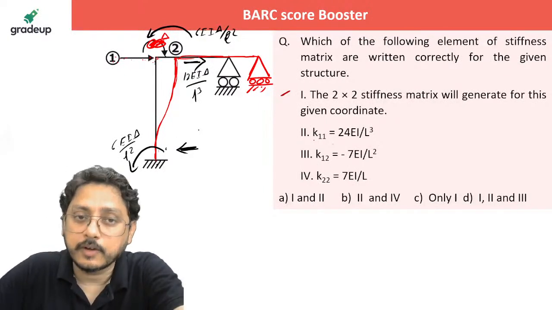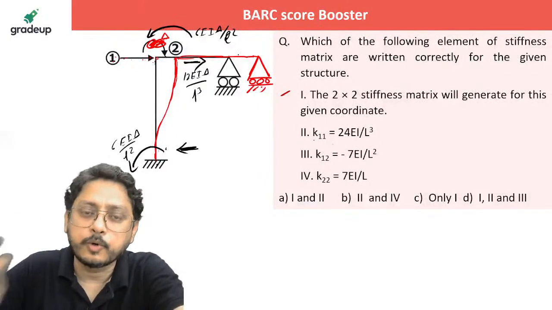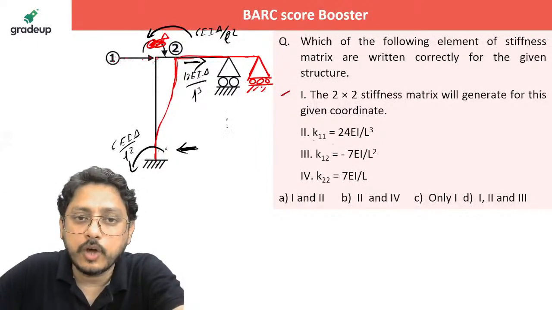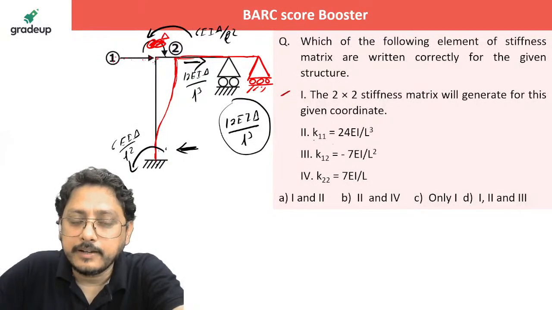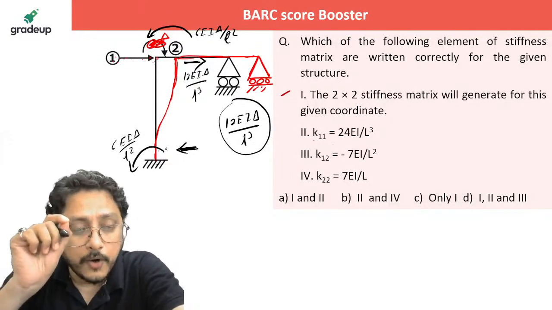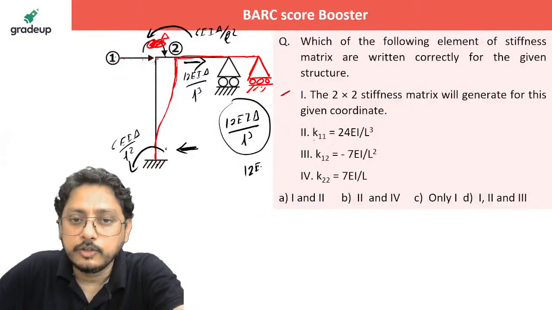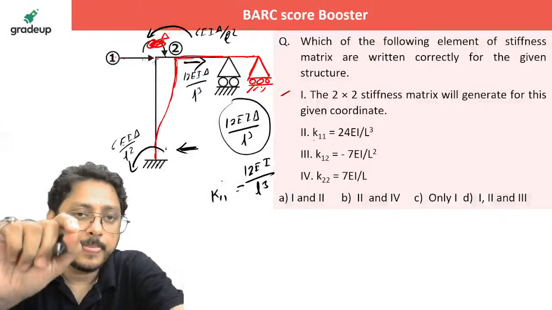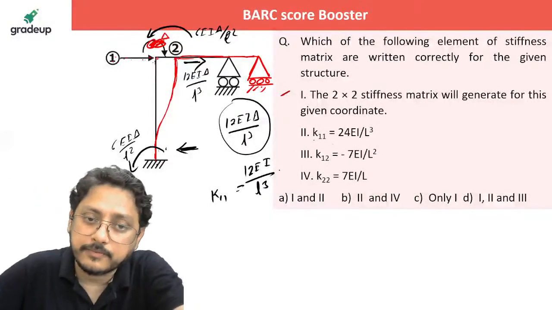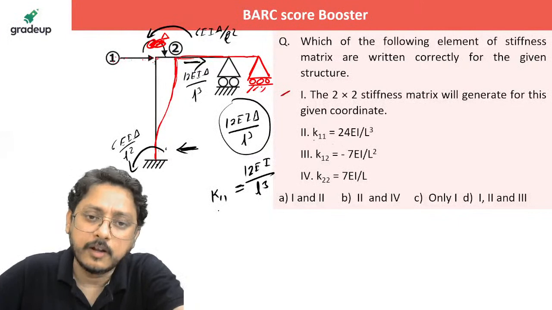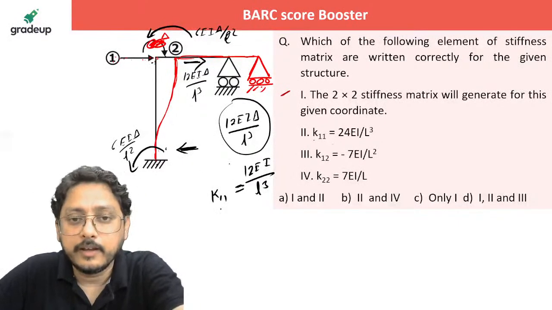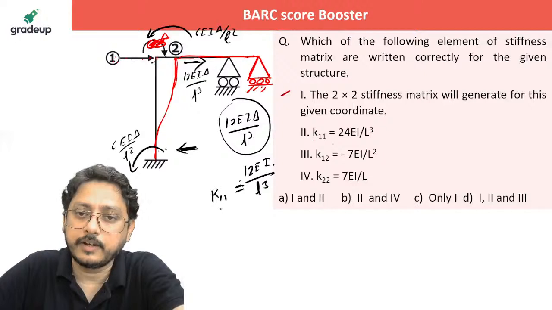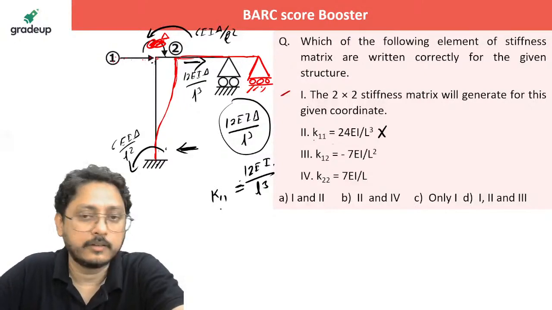Now what will be your K11? As simple as that, because in the other support you do not have any restriction. If you apply 12EI delta by L cube, you want to make delta 1, unit deformation. You need to apply a force of 12EI by L cube. That is nothing but your K11. To get the unit deformation in the direction of coordinate 1, you need to apply the force. That K11 is nothing but your force, isn't it? The force required at 1 is 12EI by L cube. So K11 is 12EI by L cube. That is not correct here.